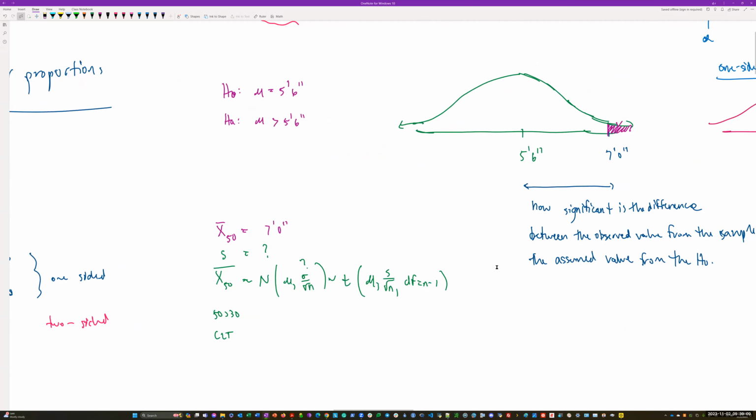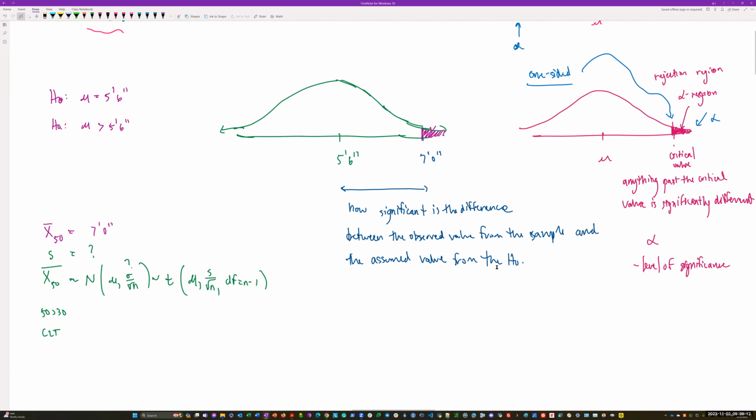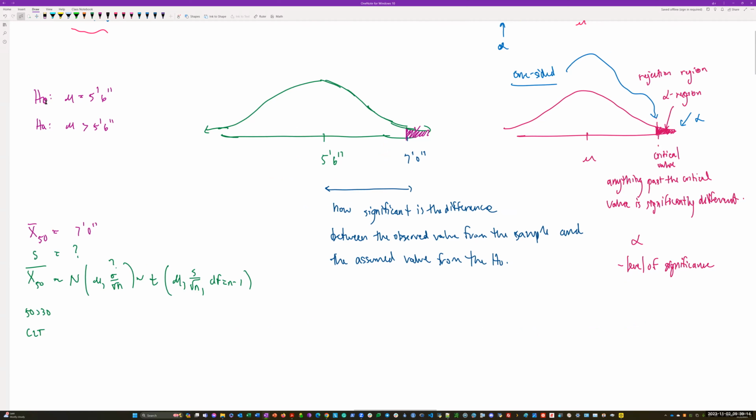All right, so let's briefly explain what I mean by one-sided and two-sided here. If the mean is equal to 5'6", and 50 people showed up, and we randomly found these 50 people from the same distribution, and they had a mean of 7 feet tall, we would start claiming that this is significantly different from 5'6", and therefore maybe the mean is actually larger than 5'6". Does that make sense? So we would try to do a hypothesis test like this.